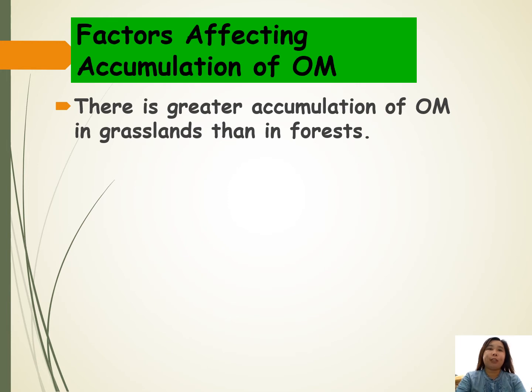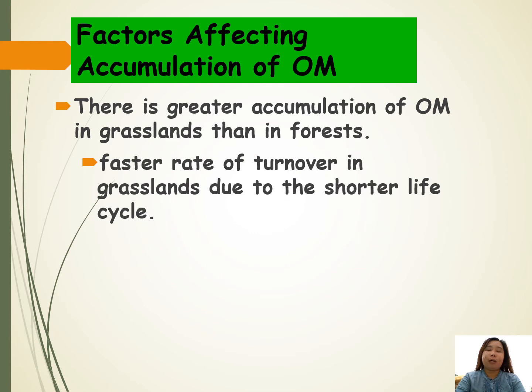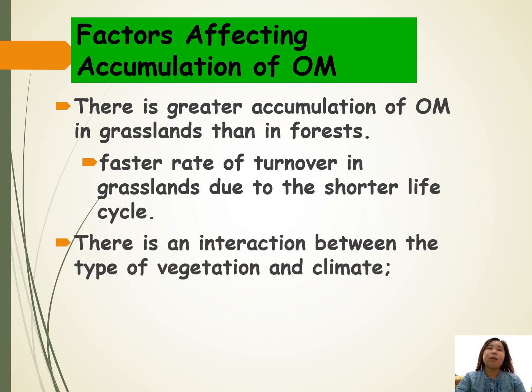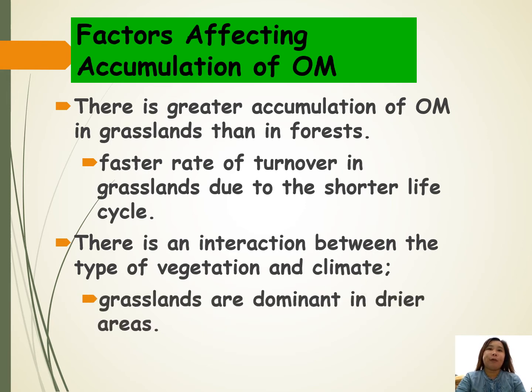And in terms of vegetation, there is greater accumulation of organic matter in grasslands than in forests. Why is that so? Because of the faster rate of turnover in grassland due to the shorter life cycle. Because grasses are annuals, there is a faster rate of turnover of organic matter. There is an interaction between the type of vegetation and climate. For example, grasslands are dominant in drier areas.